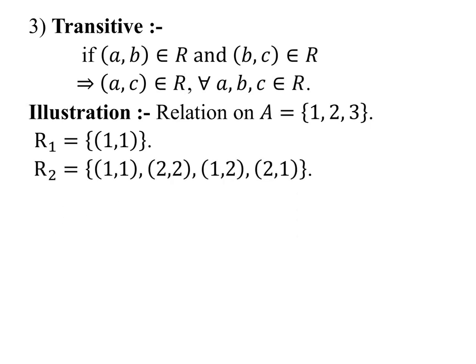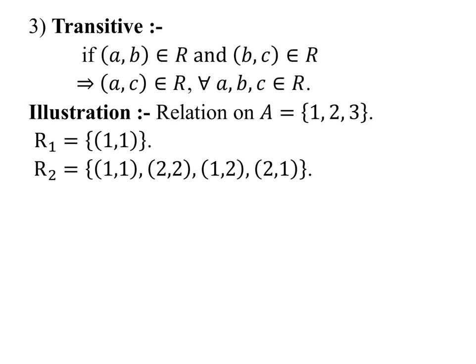Okay. Next R2. R2 is equal to (1, 1), (2, 2), (1, 2) and (2, 1). Here, the first pair (1, 1) and the third pair (1, 2). So (1, 1), (1, 2), the answer is (1, 2). So (1, 2) belongs to R2. Yes. So then R2 is a transitive relation.